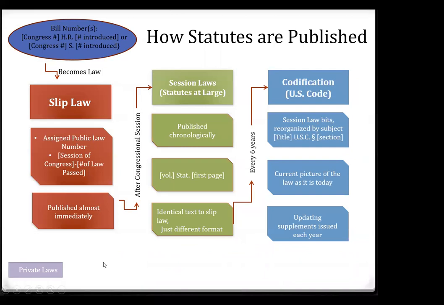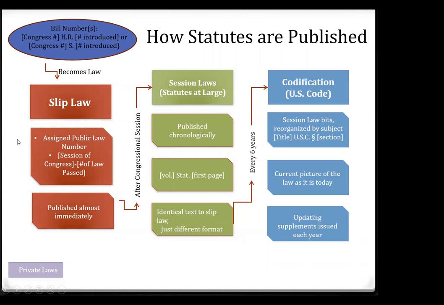So this is a flow chart about how statutes are published. As we've already talked about, while it's becoming a law, we have our bill that's numbered with the Congress. So this was the 117th Congress, then either the House or the Senate, and the number that it was introduced. So the American Rescue Act that we were just looking at was 117 HR 1319. Then it becomes a law. And that's when it's assigned that public law number.